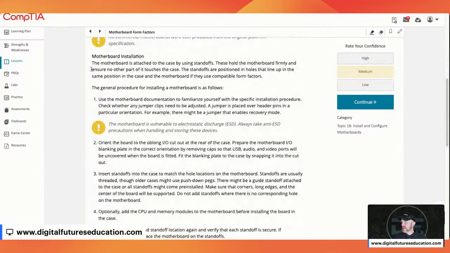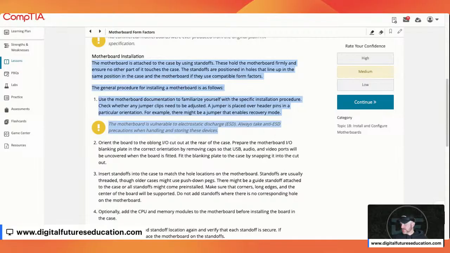So here's a section on motherboard installation, how it's attached by using standoffs so that it holds itself firmly on the motherboard to the case. So there are labs to help you understand better the actual physical attachment of the motherboard to the case.